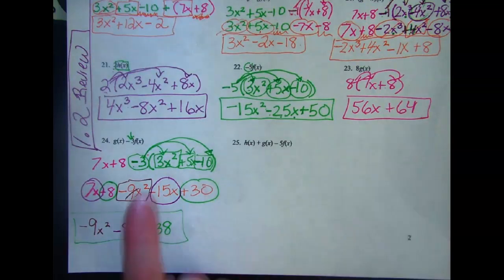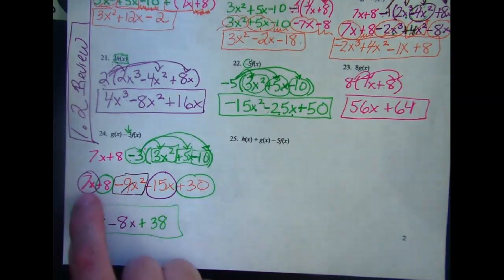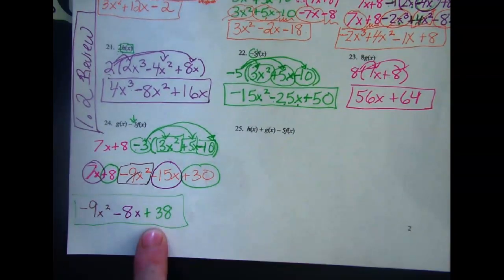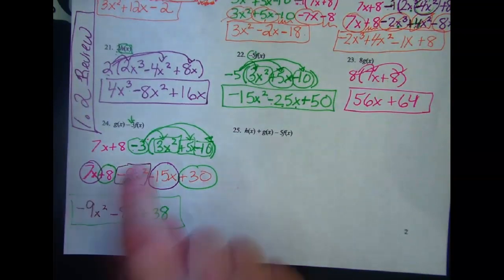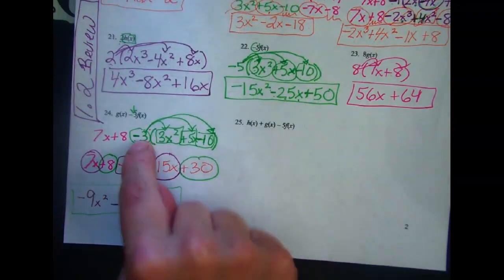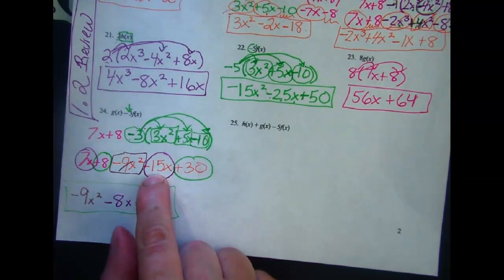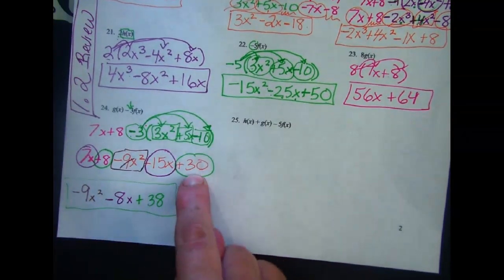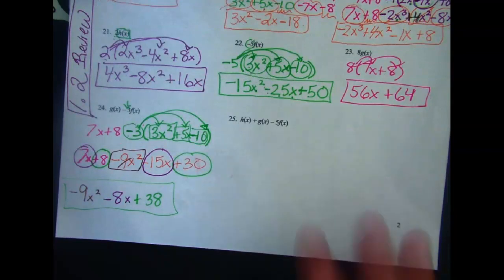Remember, we write them in order. So this -9x squared I put first, and then combining the two, -8x, and then adding the 2 plus 38. Just checking through my distributive property. If you got this wrong, make sure you had -3 times 3, which is -9x squared. -3 times a positive 5 gave me a -15x. And then -3 times the -10, that's how I got the positive 30. So hopefully you got this correct, and if not, you can see where the mistake is and fix your work.